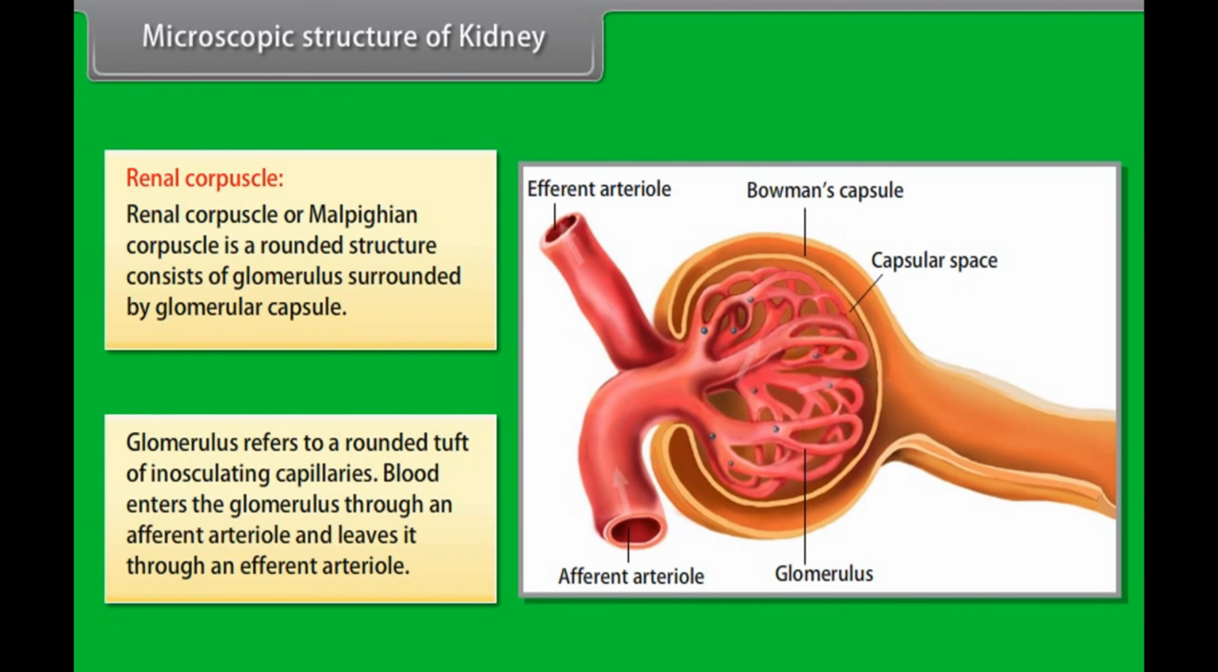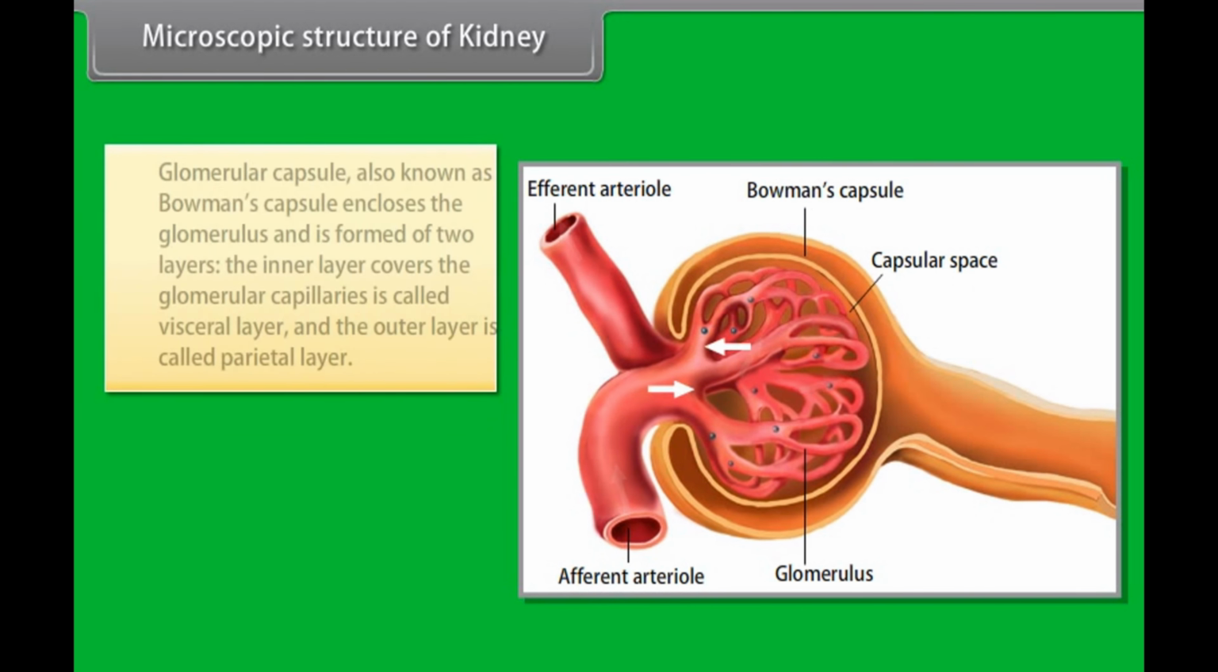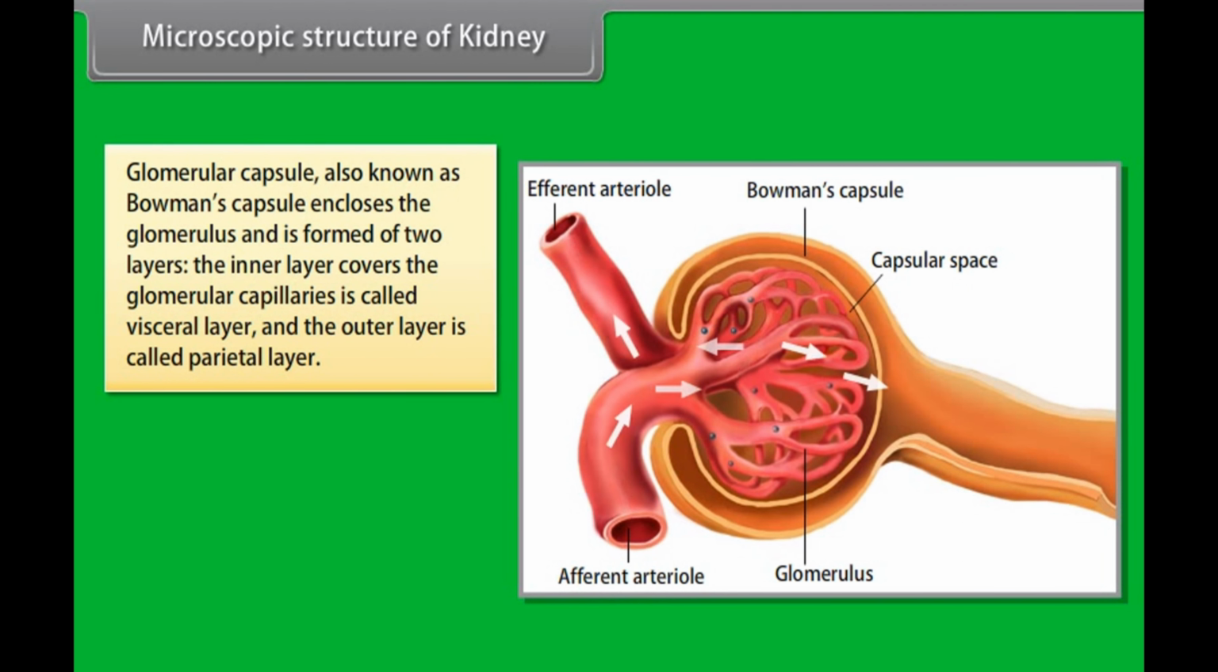Glomerulus refers to a rounded tuft of inosculating capillaries. Blood enters the glomerulus through an afferent arteriole and leaves it through an efferent arteriole. Glomerular capsule, also known as Bowman's capsule, encloses the glomerulus and is formed of two layers. The inner layer covers the glomerular capillaries and is called the visceral layer, and the outer layer is called the parietal layer.